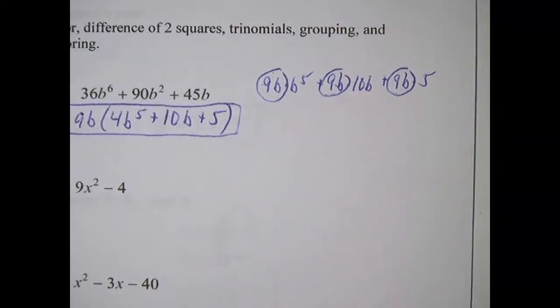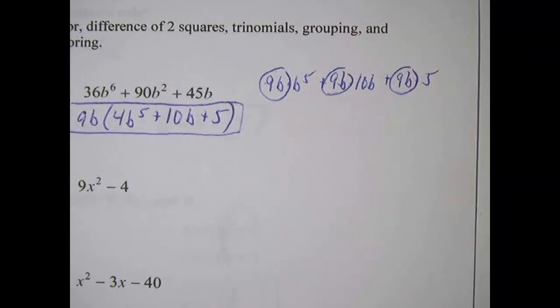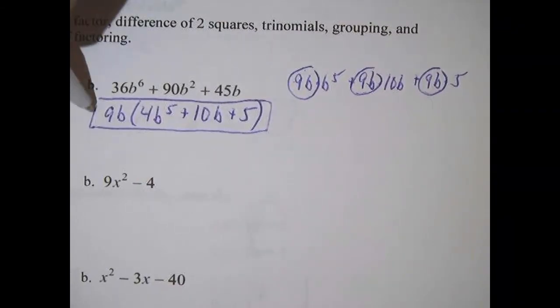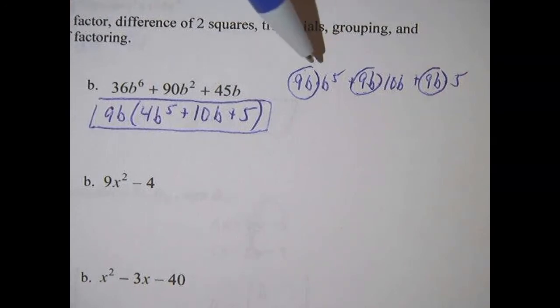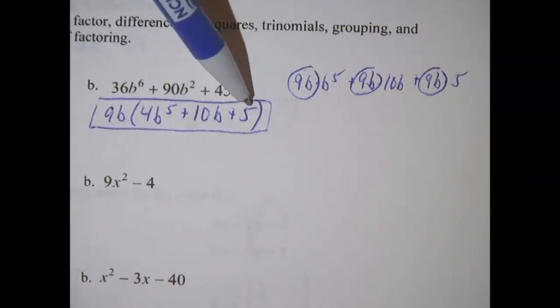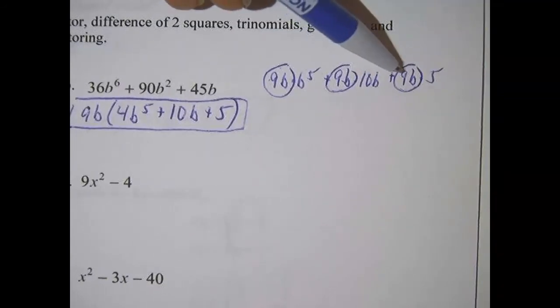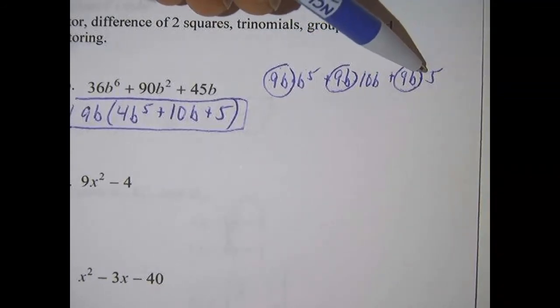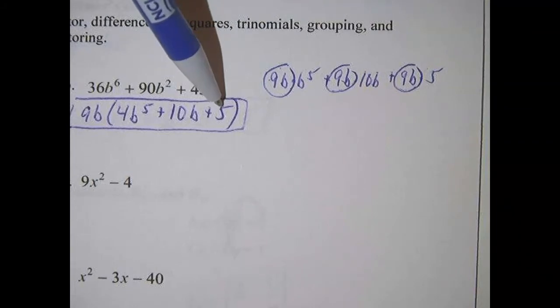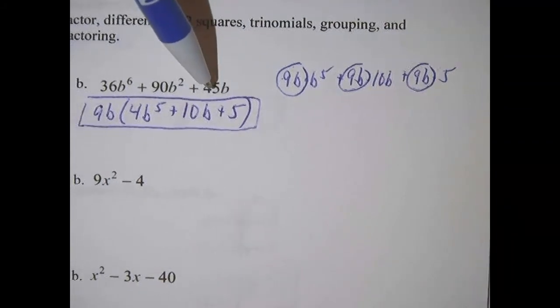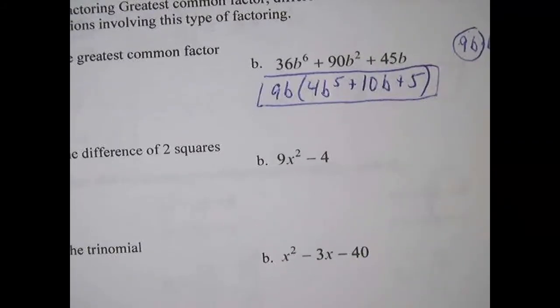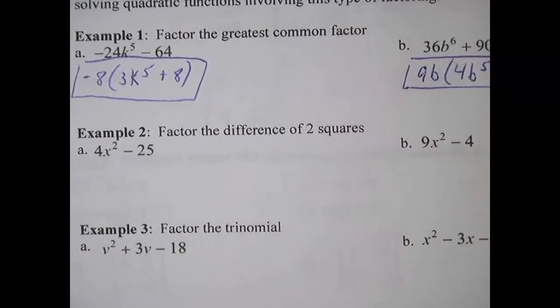You have to identify the greatest common factor in all 3 terms. So I pulled out the 9b, and notice that everything that's not circled, that's what goes inside the parentheses. You do have to be careful if there was a 9b times 1 here, because people do sometimes forget to put the 1 inside the parentheses, but I just did not think to make an example like that in this paper. Okay, the next type is a difference of 2 squares.